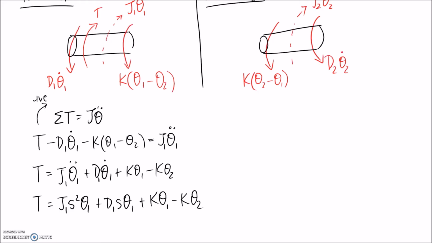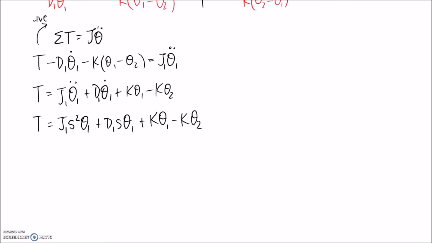So the last step that I'm going to do here, just to make it easier to solve, is I'm going to factorize. So everything with a theta 1, we've got J1 s squared, D1 s, and K. And then everything with theta 2, all we've got is K. And notice the signs on these. I'll come back to it in a moment. But this has worked out, everything in this bracket is positive, and this has worked out to everything is negative.